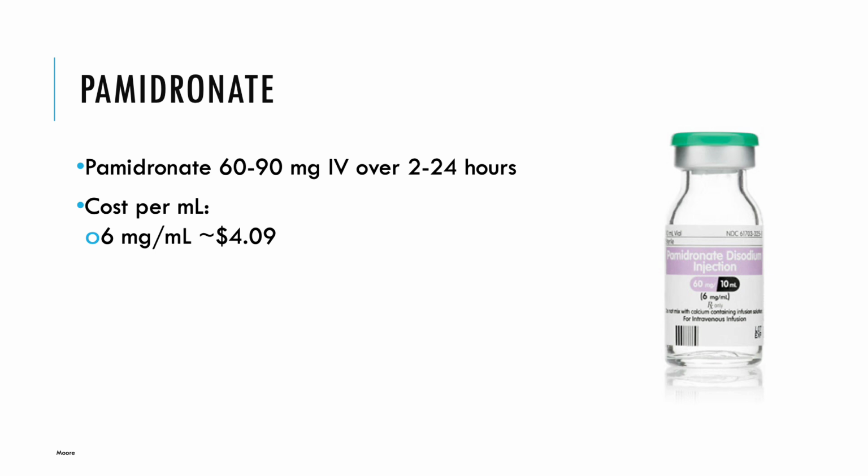Next, I wanted to talk just a little bit more about pamidronate dosing and show you the cost of that per mL. So pamidronate is dosed anywhere from 60 to 90 milligrams IV over 2 to 24 hours. That's the recommended range. And the cost per mL for pamidronate in wholesale acquisition costs that I found for the 6 milligram per mL strength was about $4.09.